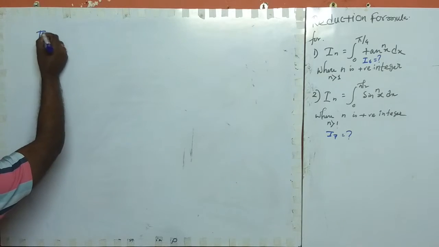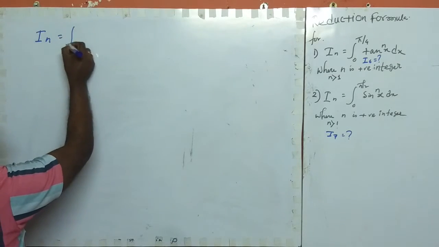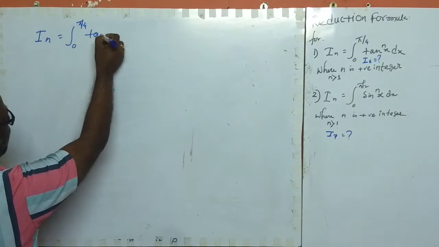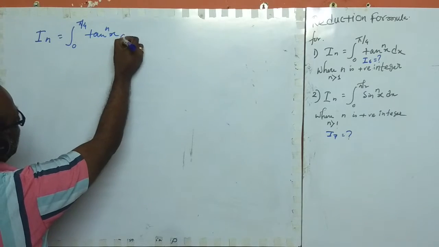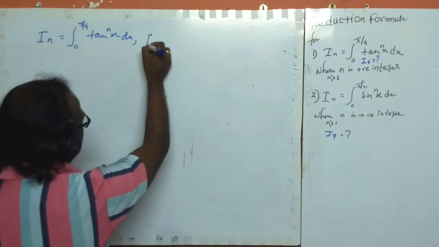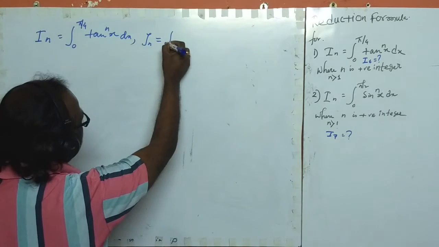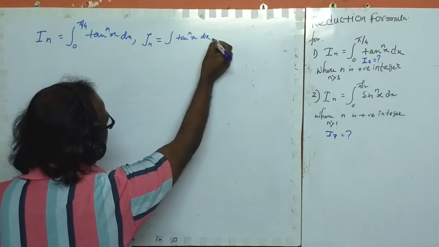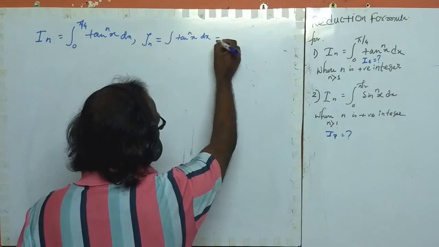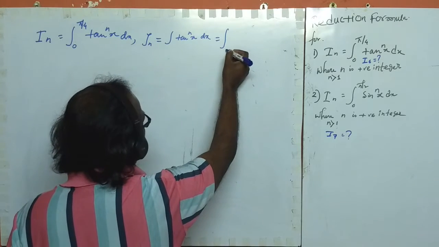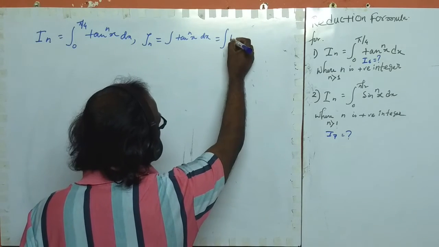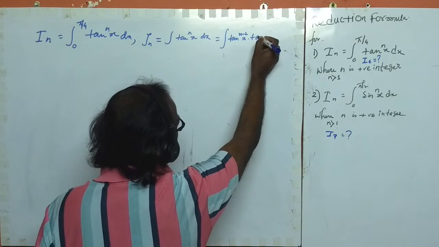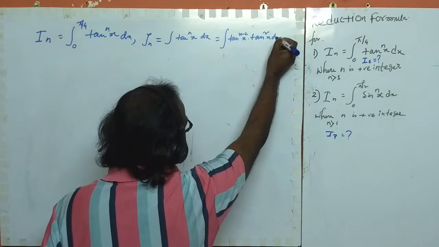See here, this is In and it is the integral from 0 to pi by 4 of tan x to the power n dx. I have taken Jn without limit, tan x to the power n dx. It will be written as, with no limit, tan to the power n minus 2 x and tan square x dx.